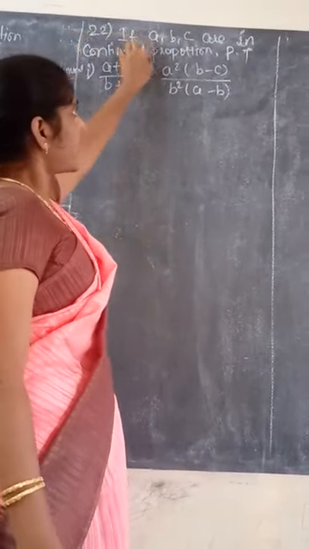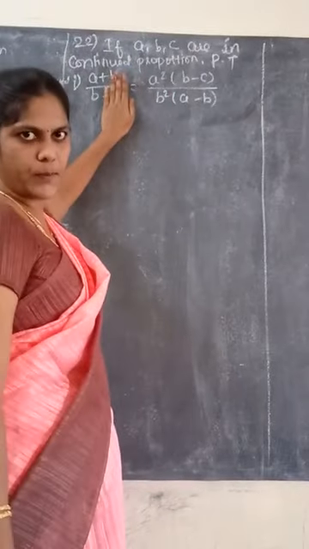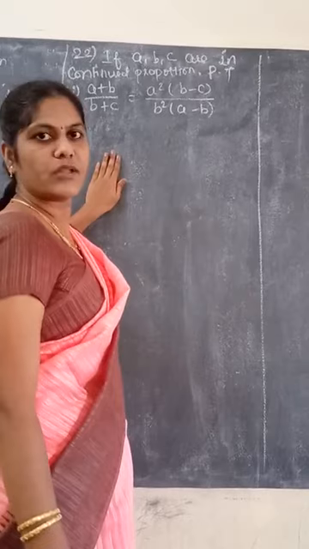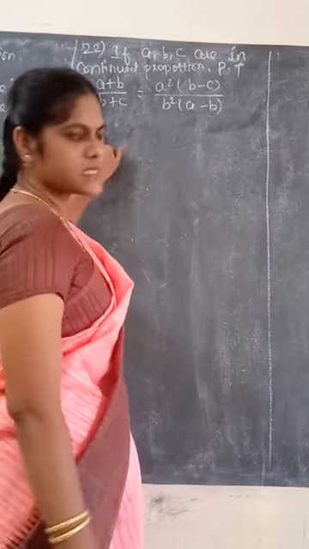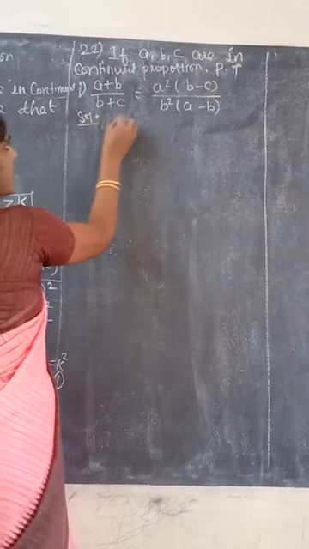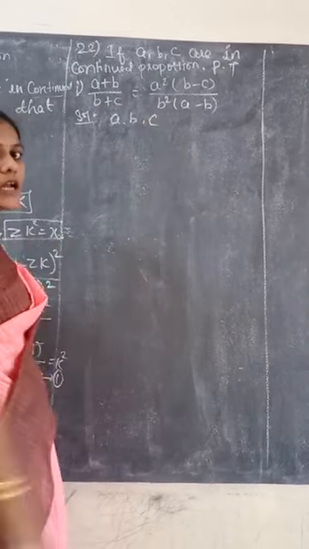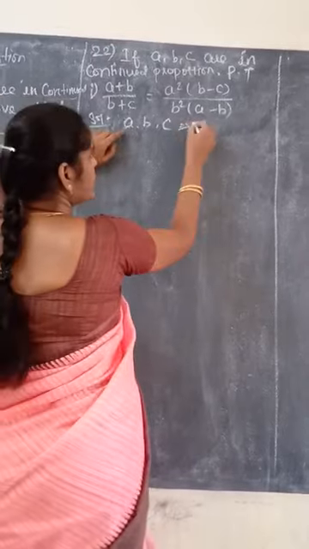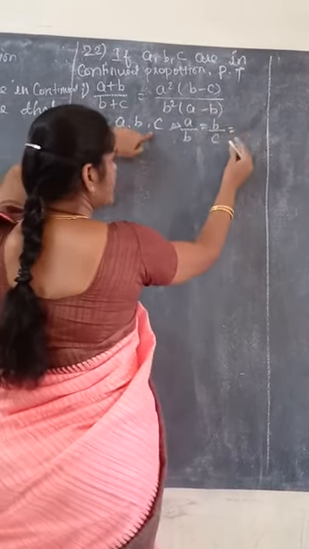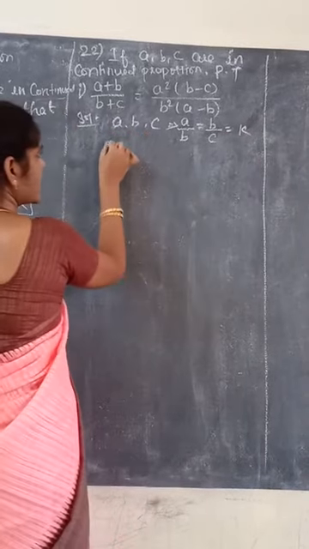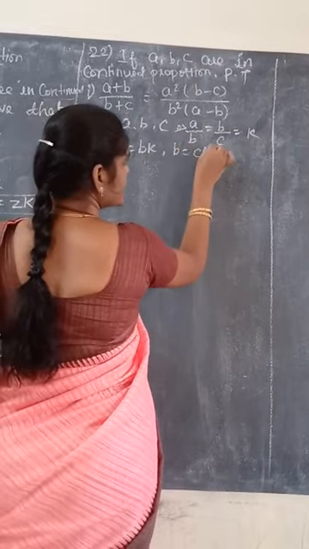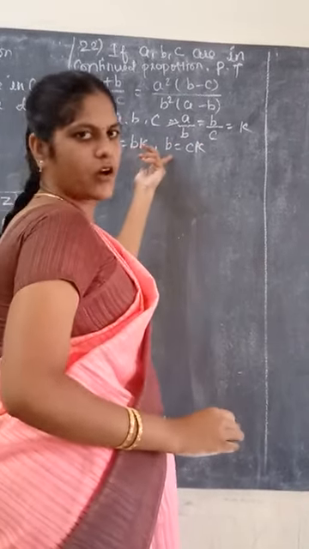If a, b, c are in continued proportion, we need to prove this. We have many substitutions. I will give you a few sums as homework. Listen to this sum now. Mark the solution here. a, b, c are in continued proportion. So continued proportion, a by b equal to b by c equal to k. Next, what is a? a is equal to b k. b is equal to c k. I hope you all understand how it will come.